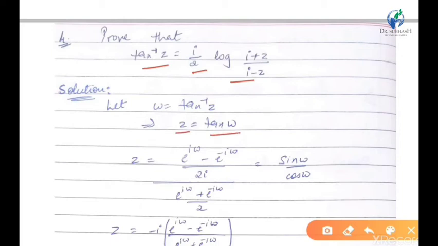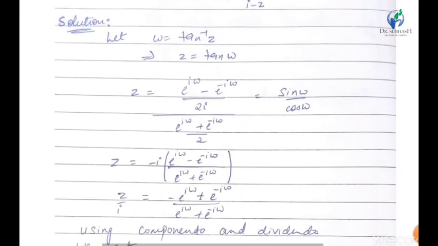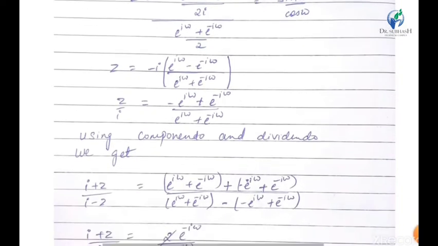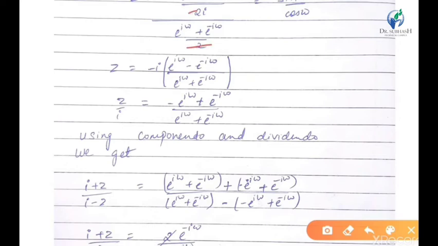Now by the formula we can write tan w equal to (e raised to iw minus e raised to minus iw) upon 2i, upon (e raised to iw plus e raised to minus iw) upon 2, because tan is sin upon cos. Now this 2 will get cancelled, and 1 upon i can be written as minus i. So z equal to minus i, and the rest part will be as it is.